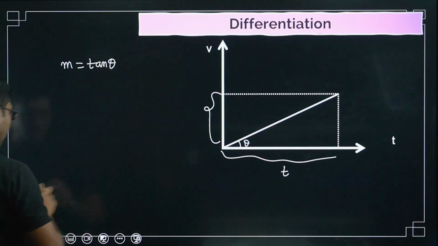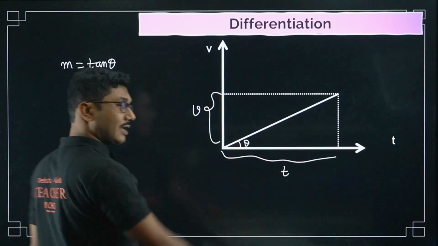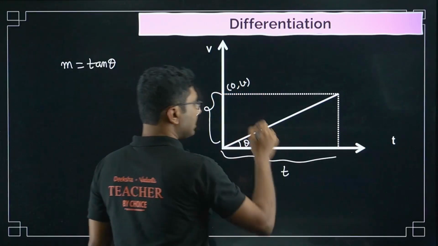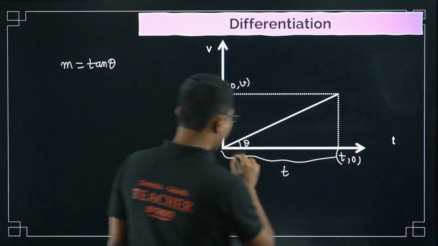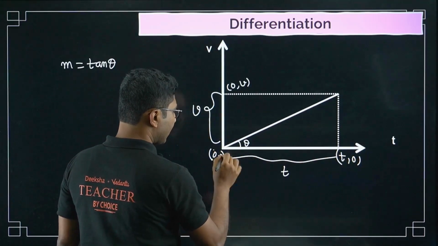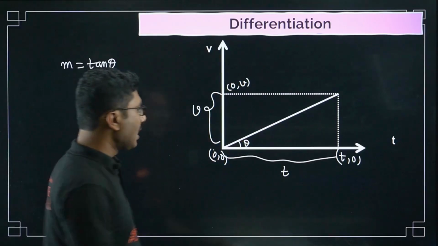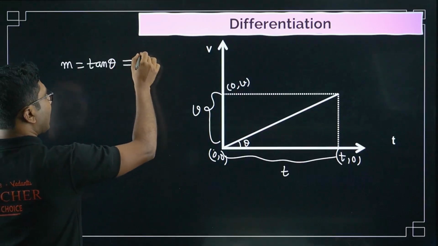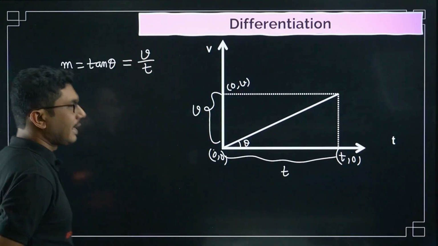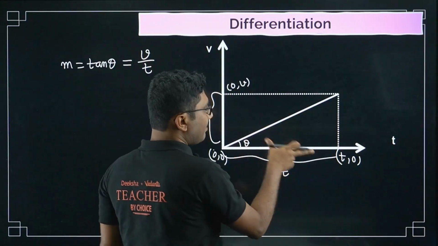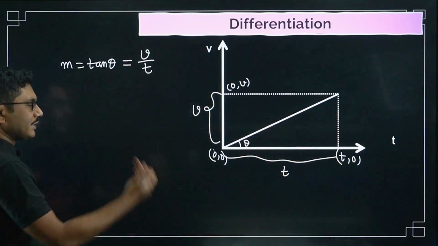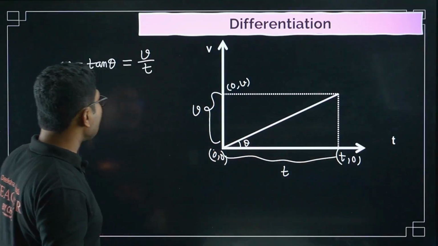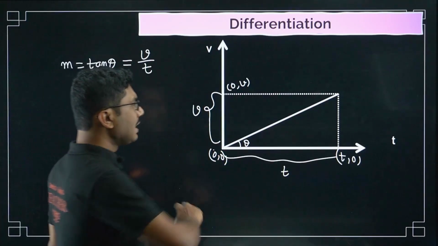So this is the y coordinate, the value v. This point is 0 comma v, this point is t comma 0, and this is our origin 0 comma 0. What is the difference between 0 and v? It is v. What is the difference between 0 and t? It is t. Now the slope is given by velocity by time, right? Tan theta is delta y by delta x. So this is coordinate geometry. If you remember it, very good. If you don't remember it, I am telling you right now. This is how you generally find the slope for a straight line graph.